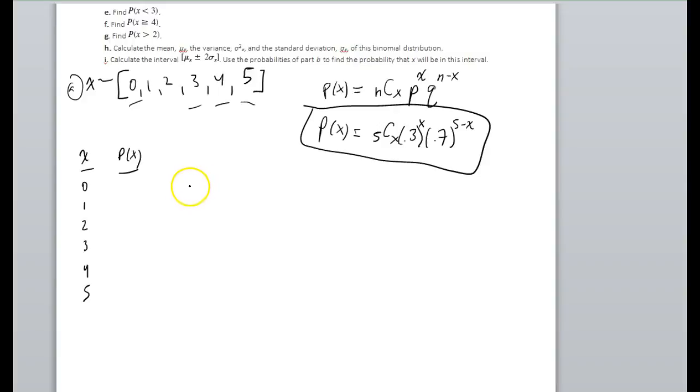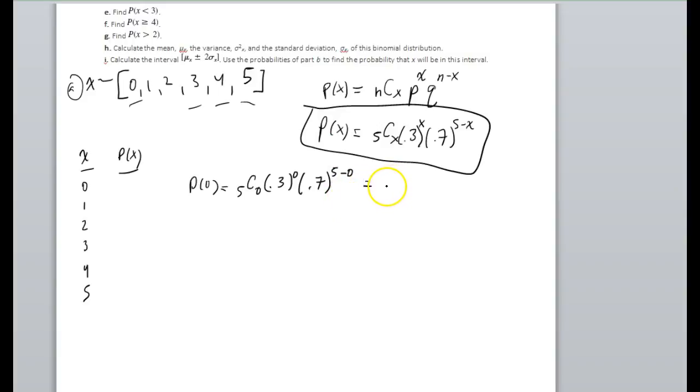And so I'll just start over here. We'll say p of 0 is equal to 5 choose 0, times 0.3 to the 0th, times 0.7 to the 5 minus 0. So it's just going to be 0.7 to the 5th.